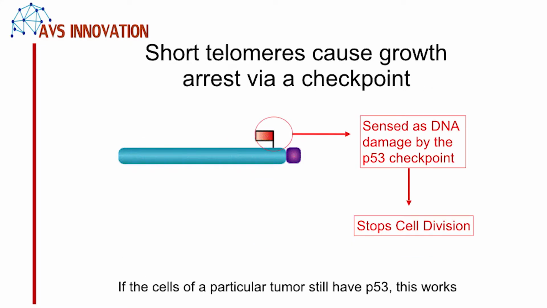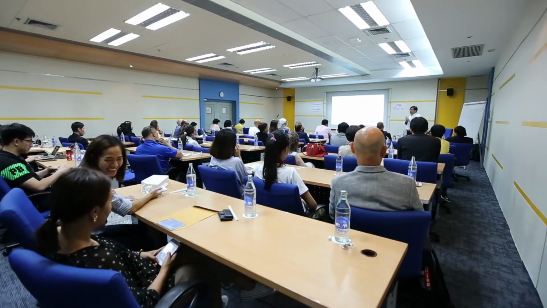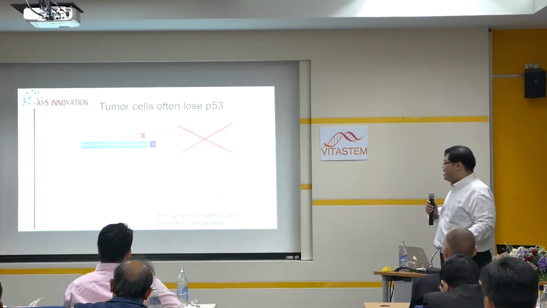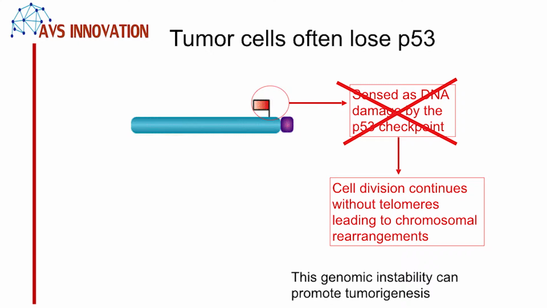We have a marker on top of the telomere called P53. And P53 is very important. Actually, P53 is a guardian protein, a protecting protein. When we have P53, it prevents any damage to DNA or whatever. But in cancer cells, you lose this protein. When you lose it, cell division continues without telomere, leading to chromosomal rearrangement. That means you just get destroyed. You don't have a signal for the cell to go to apoptosis. So that's why it just grows forever without limitation.